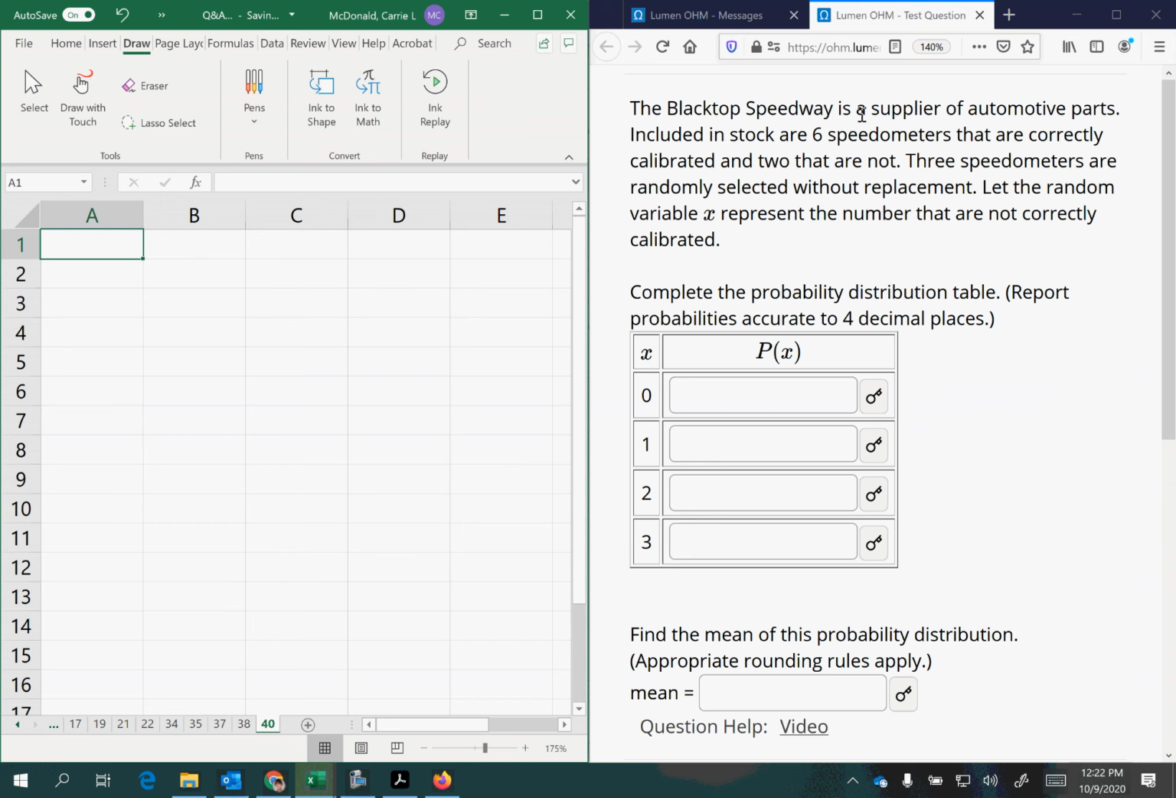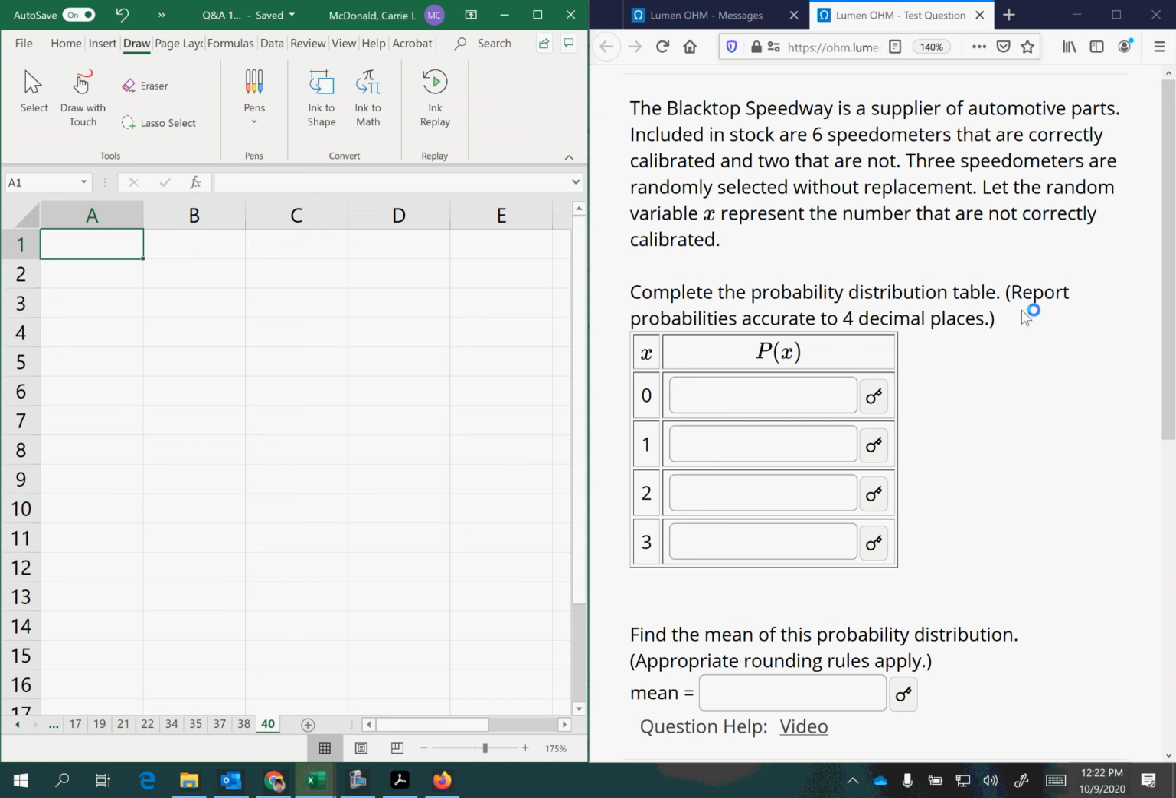The Blacktop Speedway is a supplier of automotive parts. Included in stock are 6 speedometers that are correctly calibrated and 2 that are not. 3 speedometers are randomly selected without replacement. Let the random variable x represent the number that are not correctly calibrated.